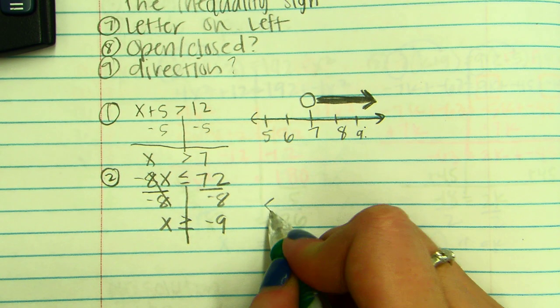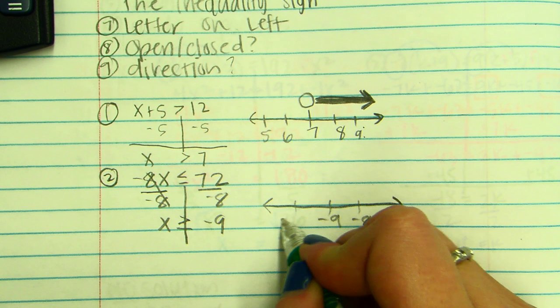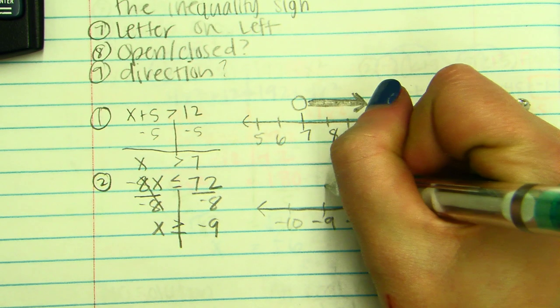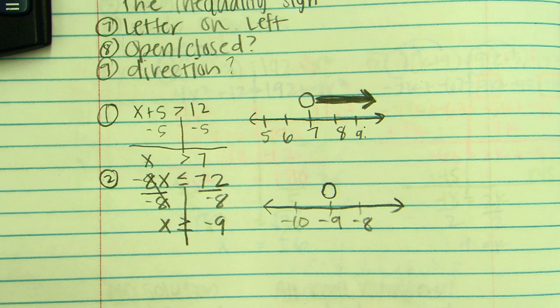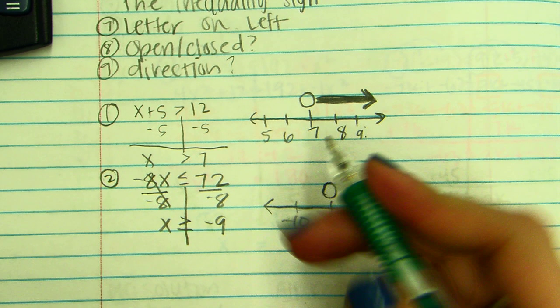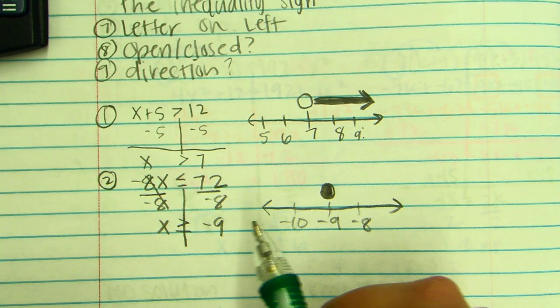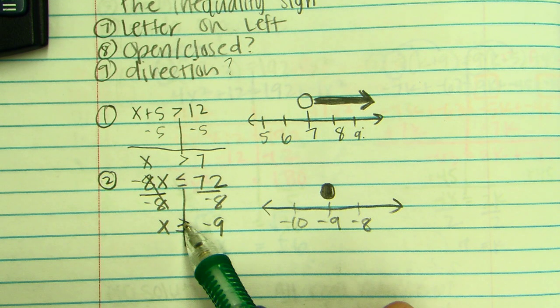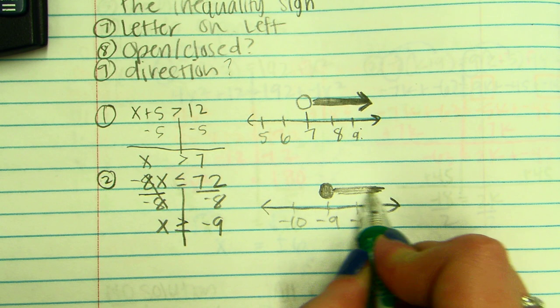Now I need to graph this, so I have to have a negative 9 on my number line. And then I'm going to circle the negative 9, and I'm going to shade everything x can be. On this one, x can be negative 9. Negative 9 is part of my solution set, so I'll shade that in. And then x can also be anything greater than negative 9, so I'll shade this way because these numbers are all greater than negative 9.